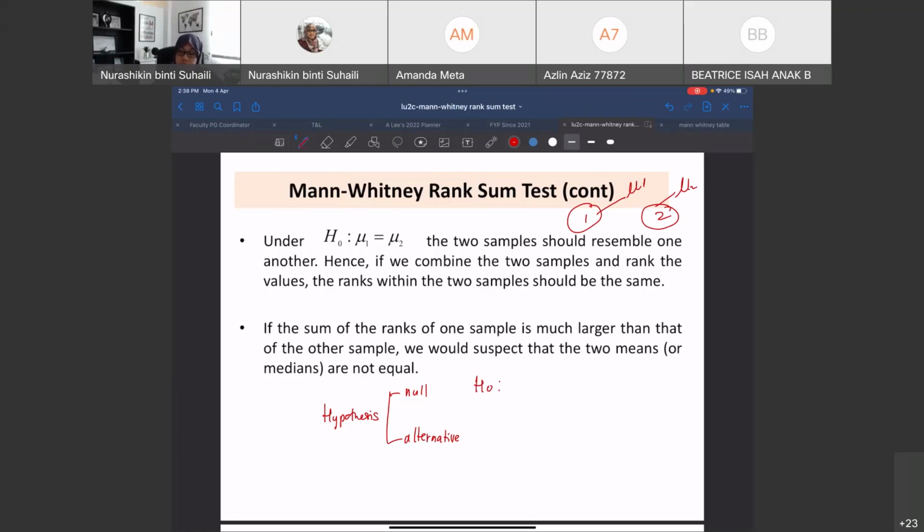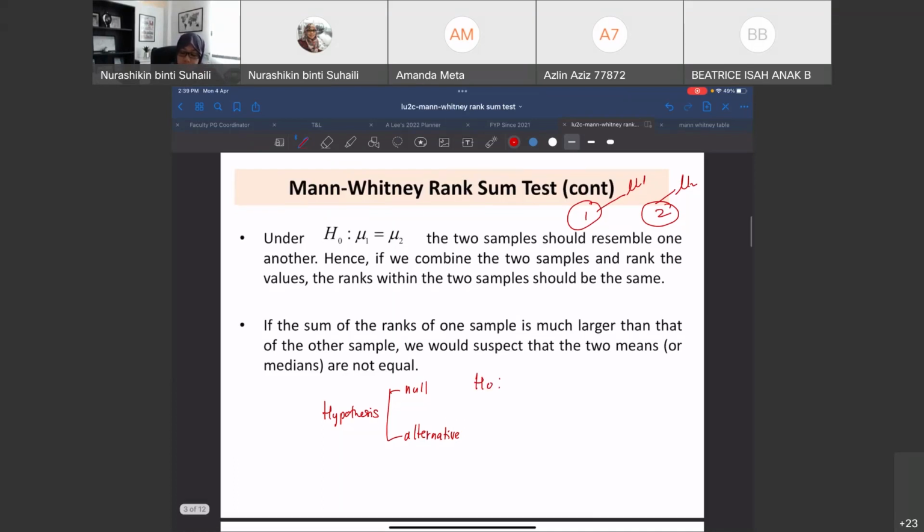If the problem indicates specifically what sample 1 is and what sample 2 is, for example school A and school B, or team 1 and team 2, you have to mention it specifically. The null hypothesis should say mu 1 is equal to mu 2, or there is no change, or there is no difference. You can express it in this way, or you can express it in words.